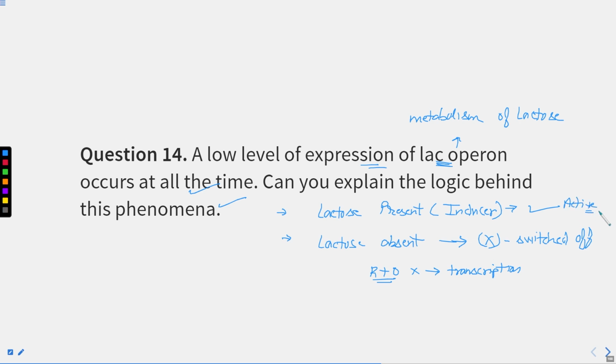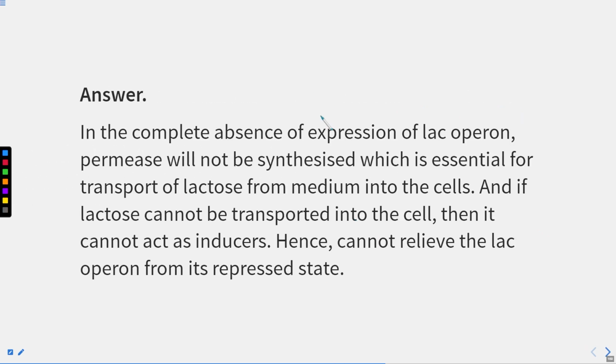So this is clear. And the lac operon consists of 3 structural genes that code for beta galactosidase, permease, and transacetylase. Now, in the complete absence of expression of the lac operon, permease, which is one of the enzymes produced by the lac operon, will not be synthesized, and this permease is essential for transport of lactose from the medium into the cells.